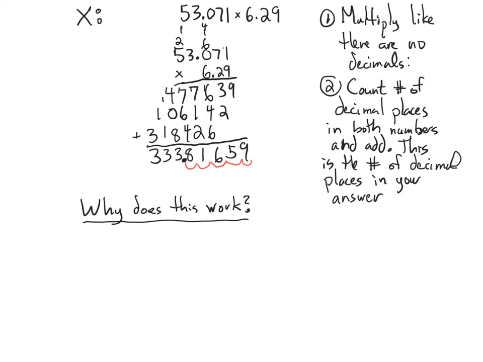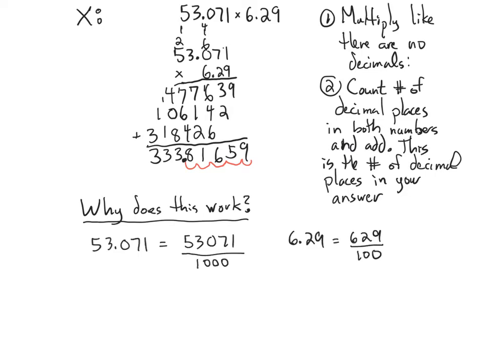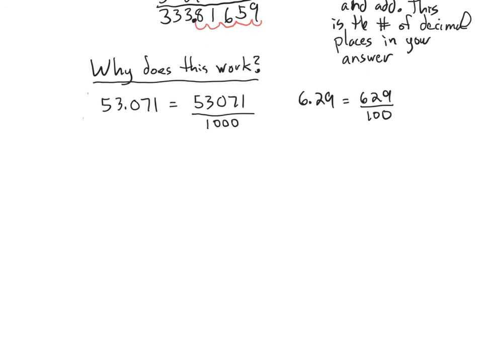So, 53.071, we know that's 53,071 thousandths. And we know that 6.29 is the same as 629 hundredths. So they mean the same thing. Now we want to multiply these fractions, and we know exactly how to do that because we know how to multiply fractions. It's very easy. Multiply your numerators, multiply your denominators. So let's go ahead and do that.